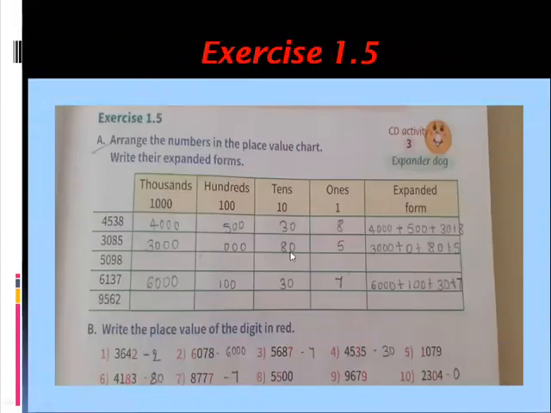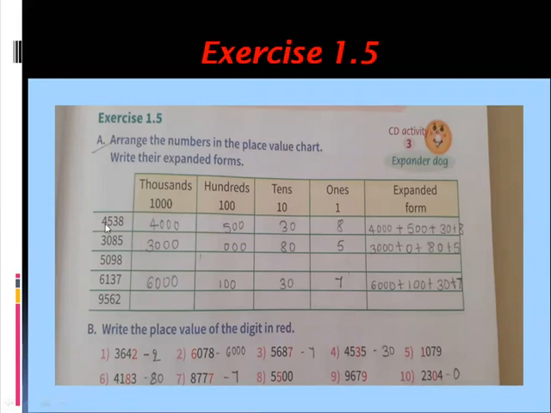Okay, now about this exercise. See, exercise 1.5. Okay, arrange the numbers in the place value chart and write their expanded form. First, you have to arrange the numbers in the place value chart. Okay, and then write the expanded form of that number. See, here they have given a place value chart: ones, tens, hundreds, thousands. And then you have to write the expanded form of that number.